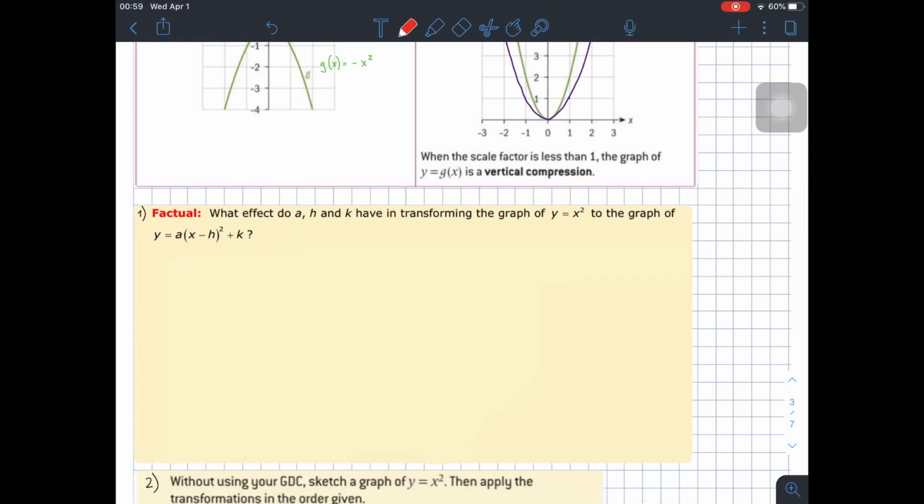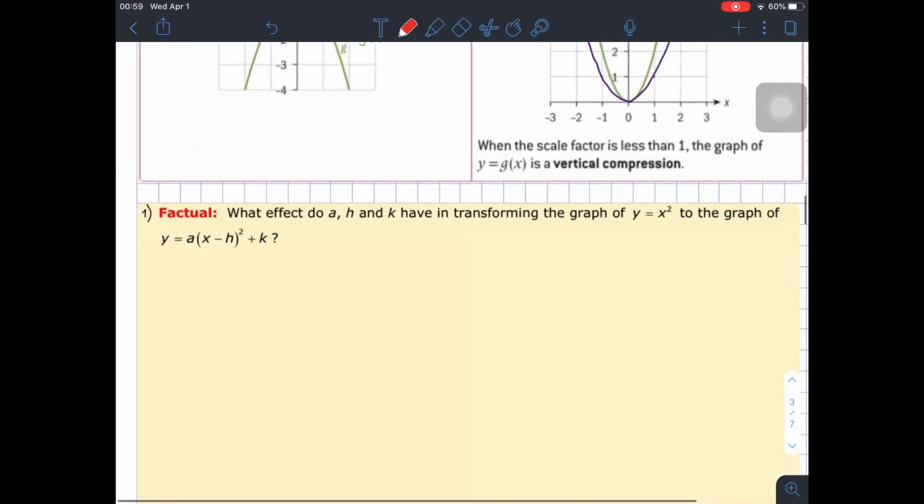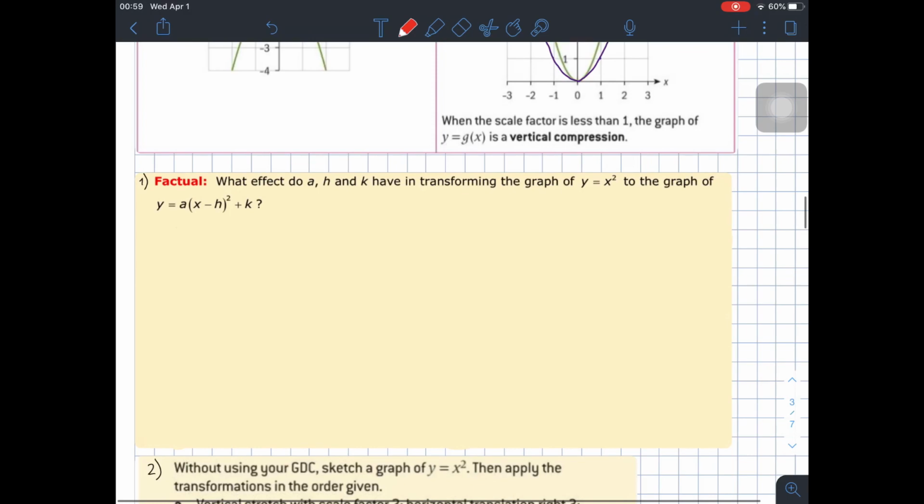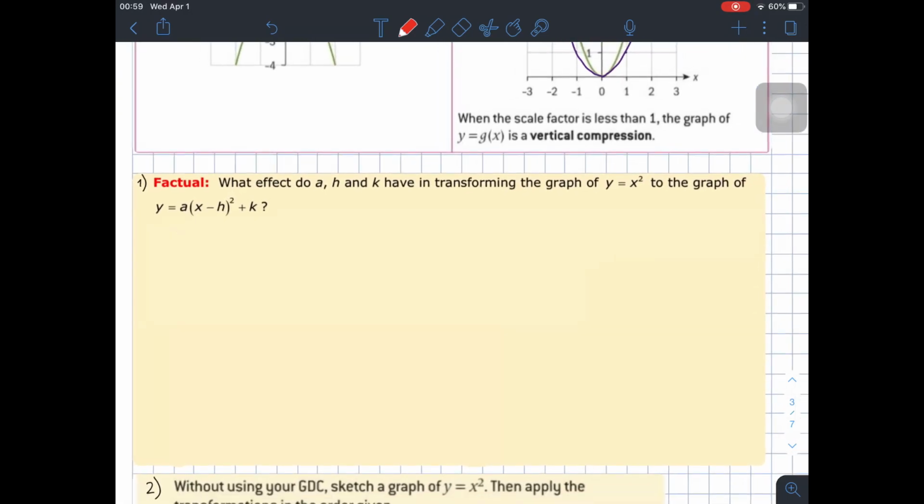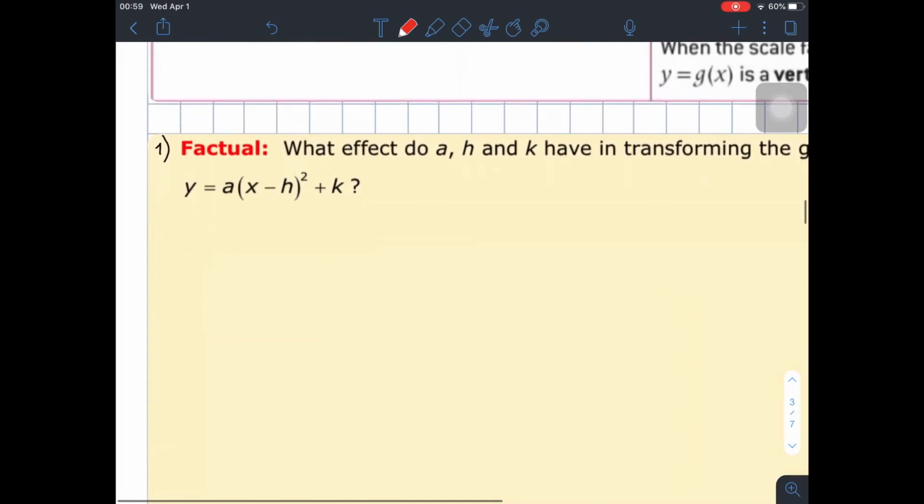Now let's analyze some conceptual questions for you to try to start internalizing this concept. Question number 1 says, factual. What effect do a, h, and k have in transforming the graph y equals x squared to the graph y equals a times (x minus h) squared plus k? So pay attention to this equation written here. What is the function that each letter is doing here? What kind of transformation is a doing to the graph?